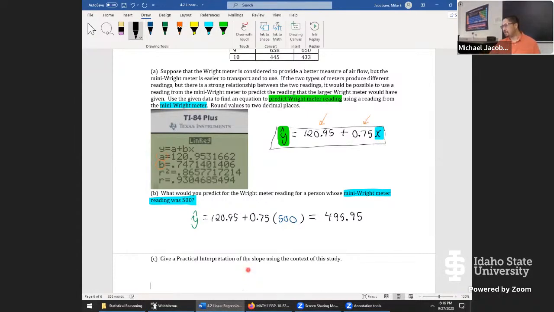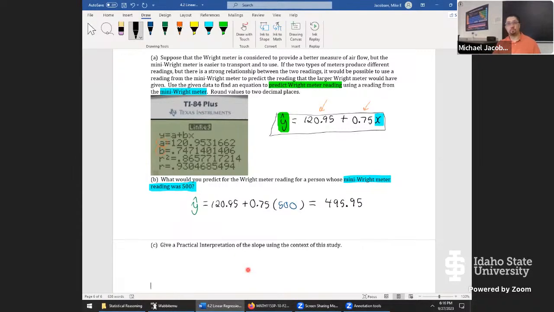Okay, so now it says, give a practical interpretation of the slope using the context of the study. To me, this is always where it gets a little bit tricky. We need to go back to our regression equation, and we have to decide between these two numbers I'm highlighting temporarily in yellow. Anyone see which one is the slope between the two? Absolutely. The slope is always the one that is attached to x. It's the coefficient to x. So we'll say here, the slope is equal to the 0.75.